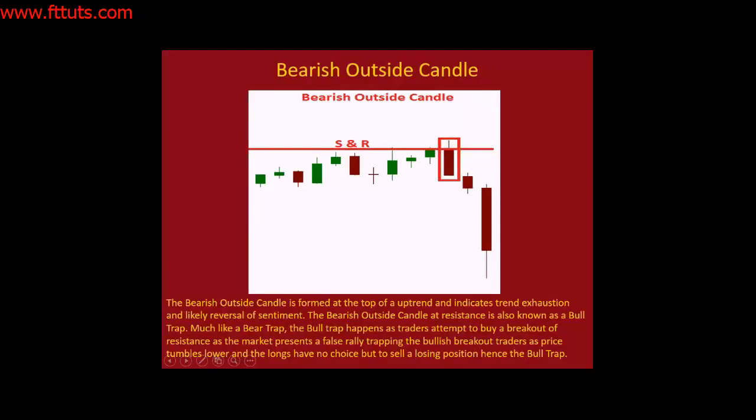Bearish outside candle. The bearish outside candle is formed at the top of an uptrend and indicates trend exhaustion and likely reversal of sentiment. The bearish outside candle at resistance is also known as a bull trap. Much like a bear trap, the bull trap happens as traders attempt to buy a breakout of resistance as the market presents a false rally, trapping the bullish breakout traders as price tumbles lower, and the longs have no choice but to sell a losing position, hence the bull trap.